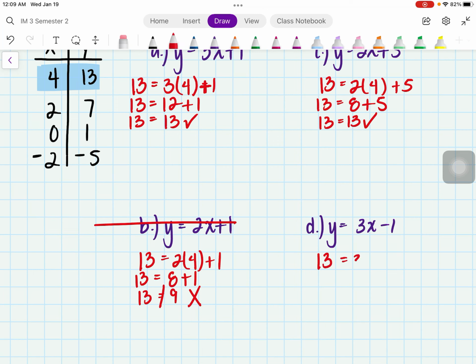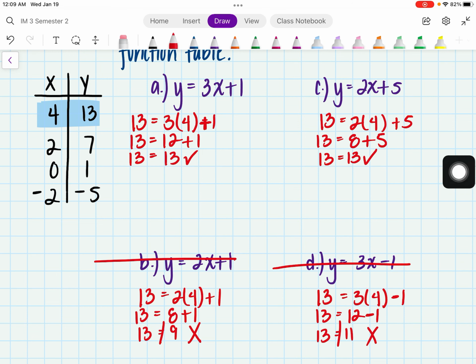Now let's take a look at the last one here. y equals 3x minus 1. Wherever I see a y, put 13. Wherever I see an x, I put a 4. So that's 13 equal to 12 minus 1. 12 minus 1 in this case is going to give us 11. So that is false. This one doesn't work. So now we're down to just these two. So let's go ahead and try the next point.